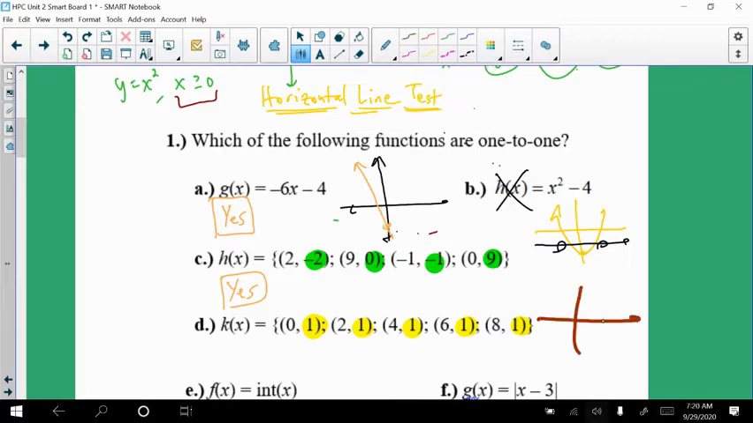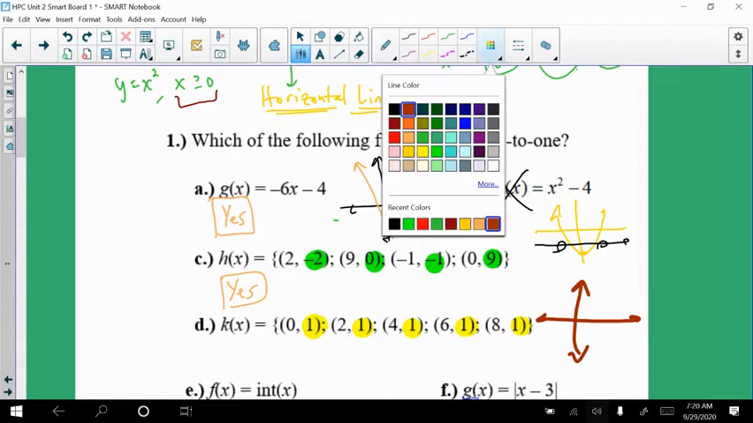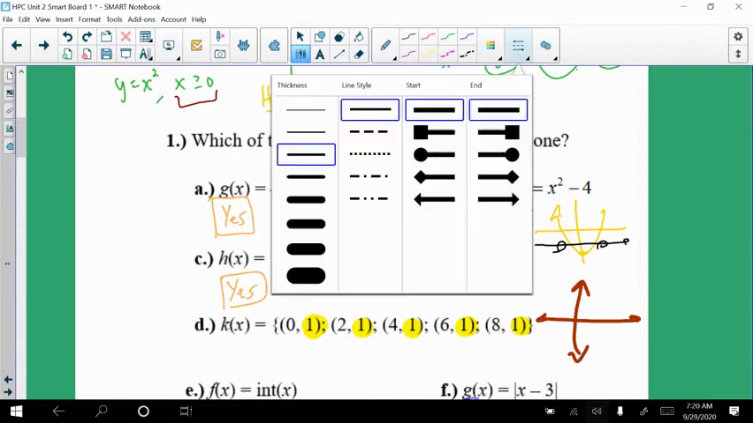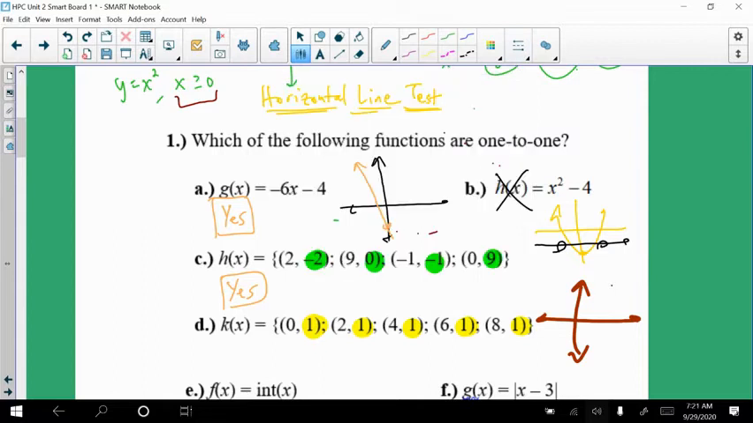Oops, that's a really thick XY axis. Let's make it thinner. So if you go to 0, 1, then 2, 1, 4, 1, 6, 1, 8, 1, they all lie on this horizontal line. Even though it's not connected, it still fails the horizontal line test. So the answer is no.